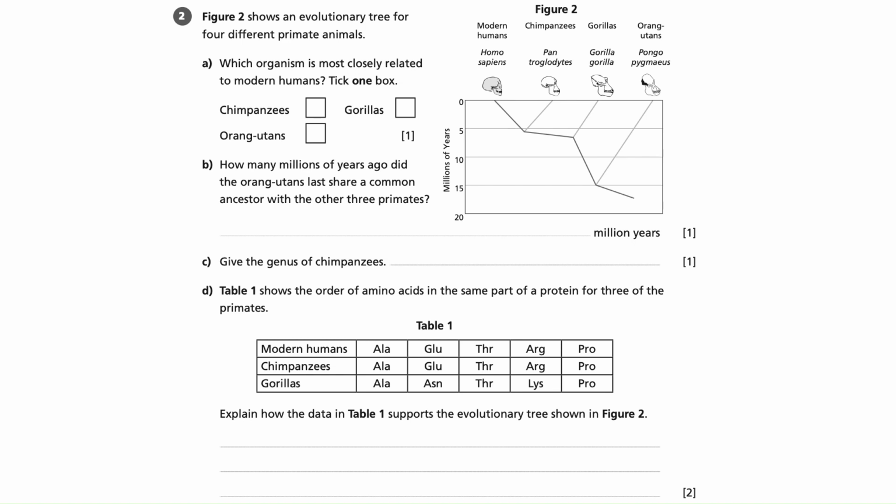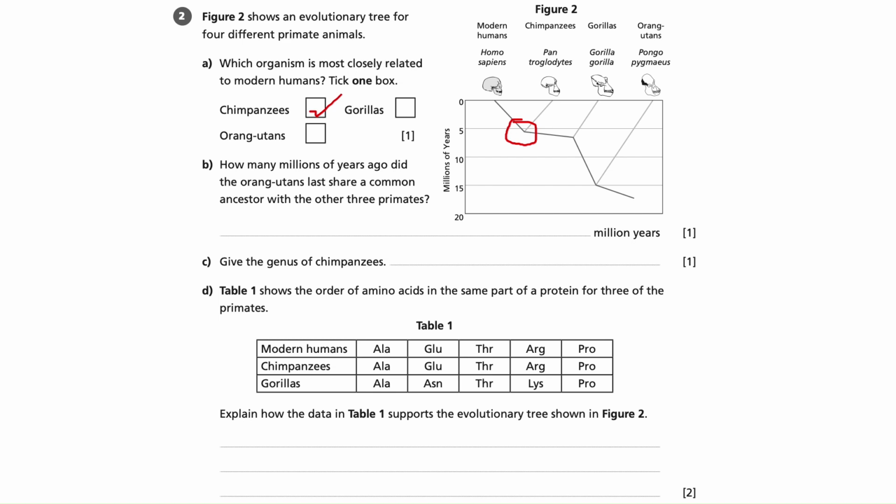Looking at figure 2 on the right, we can see that modern humans and chimpanzees have the most recent common ancestor. That is shown by this divergence here. So this is the most recent divergence, and therefore that shows that they are the most recent common ancestors. So chimpanzee scores the 1 mark available for that question part.